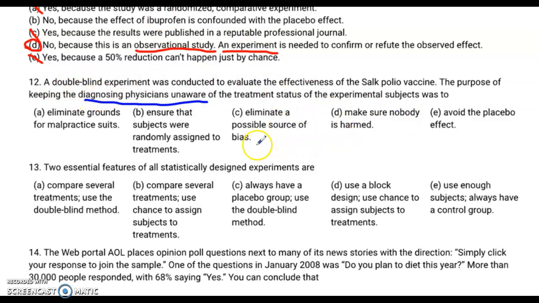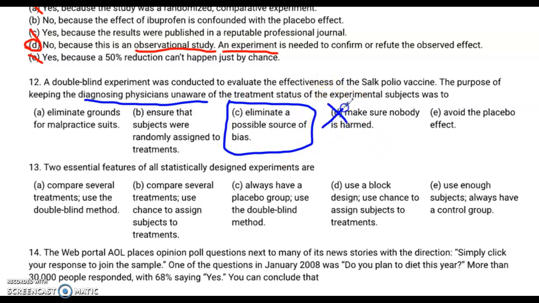Now remember, this was part of the reading from the textbook. Physicians, their job is to save patients, right, as much as possible. So if a physician knows that there's one sick patient and one healthy patient, they're more likely to want to give the sick patient the treatment than the healthy patient, right? That's not because they're bad researchers, that's just because they're good people. So we're trying to prevent physicians from altering the randomization of treatments, which means we're trying to eliminate a possible source of bias.